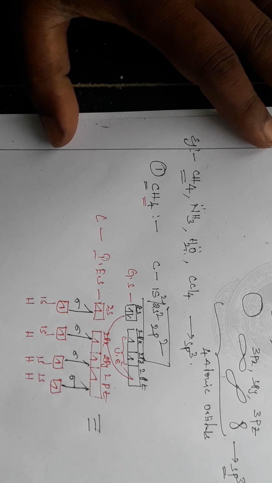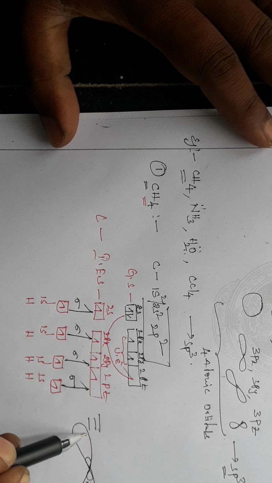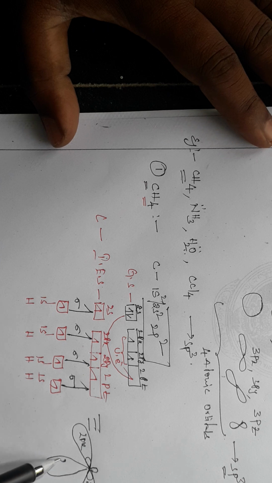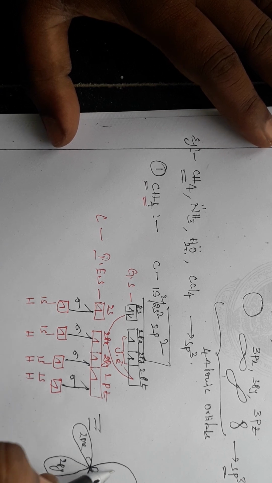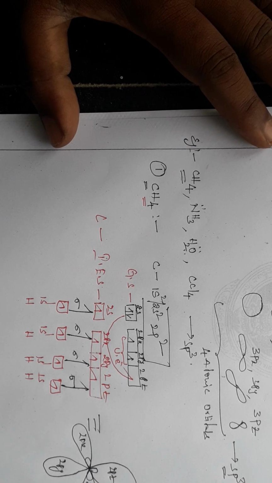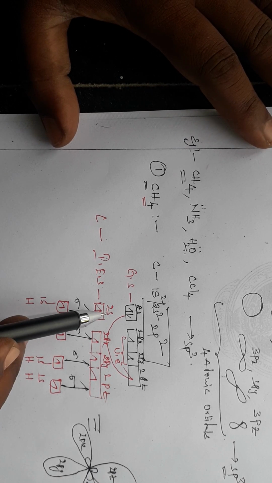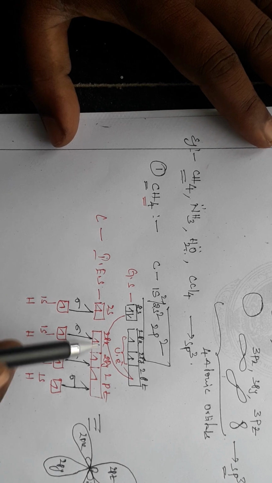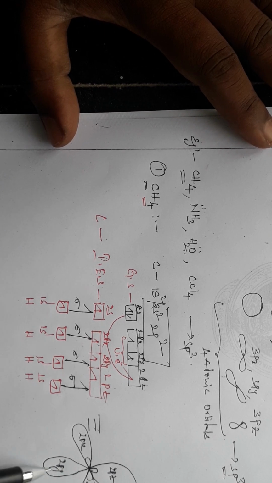This is the CH4 molecule. Now we can take the atomic orbitals as follows. This is the 2s orbital. That is the 2px orbital, it is 2py, and it is 2pz.